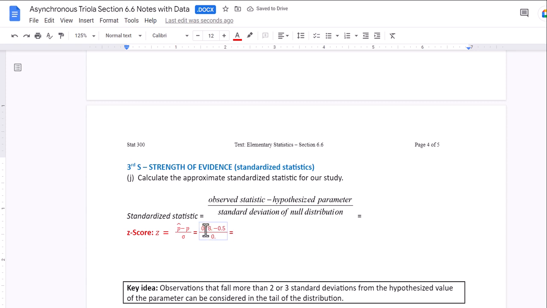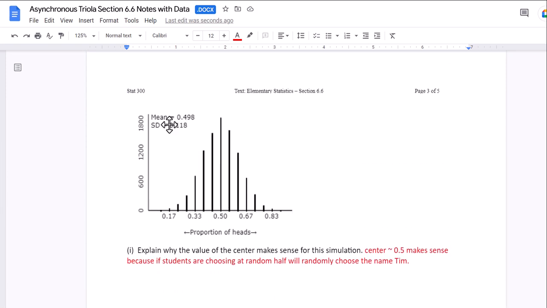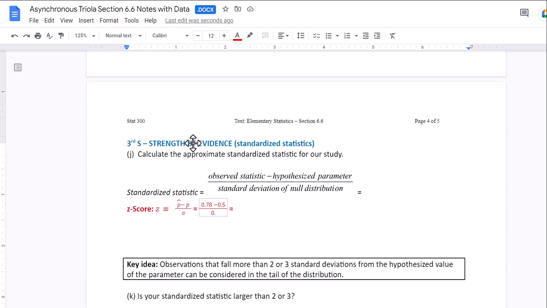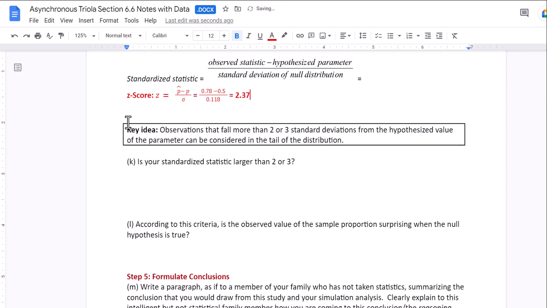minus our hypothesized parameter, which is 1/2, divided by the standard deviation of the null distribution. The standard deviation of our null distribution is this, the 0.118. And again, yours may be a little different, so our z-scores may be slightly different. And then when we do that on our calculator, we get 2.37 is what I got. So your z-score should be pretty close to that value.